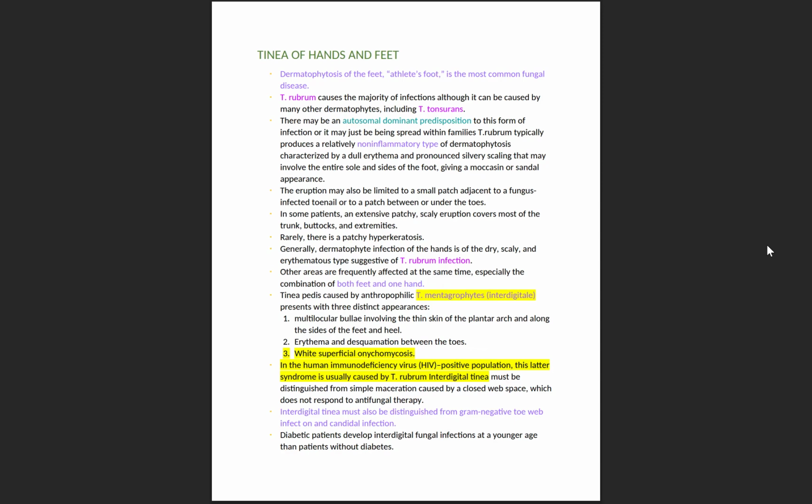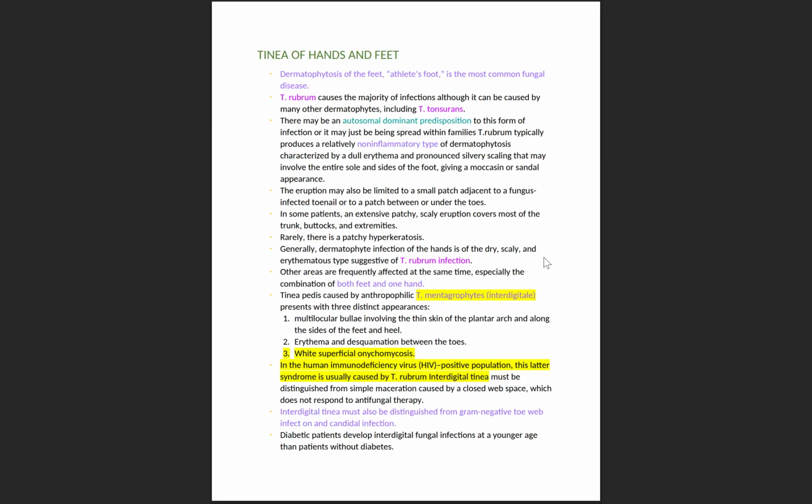قلنا إنه هذا نفس الكلام: in immune deficiency, Trichophyton rubrum. Interdigital tinea must be distinguished from simple maceration caused by closed web space, which does not respond to antifungal therapy. أيضا tinea infection اللي interdigital type ممكن يصير يعني maceration بسبب ال wetness، must be distinguished from tinea infection.